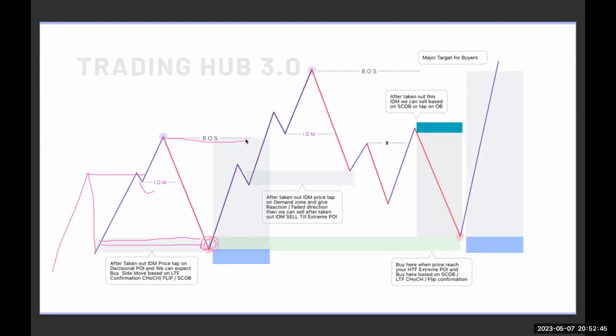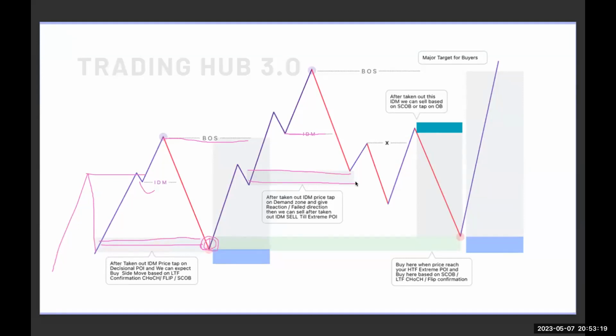Again, you have to wait for taking out the inducement. Same thing happens here. This is your inducement, tap on your POI, and this one is your decisional POI. After taking out the inducement, the market must tap on your POI or must sweep the inducement before continuation, right? But in this case, the market takes out the inducement, taps on your higher time frame POI, but gives a small reaction to the upside, not able to go higher, and falls to the downside. So in this case, how can you deal with this type of situation?